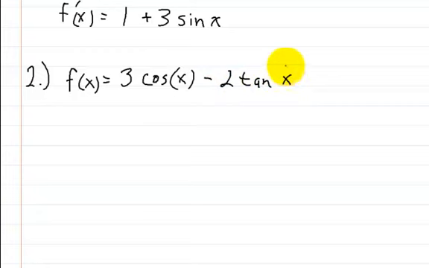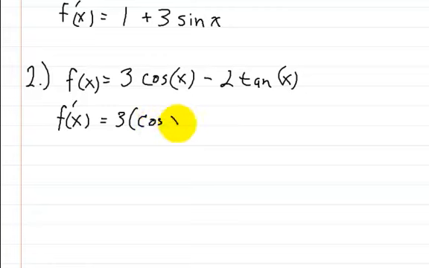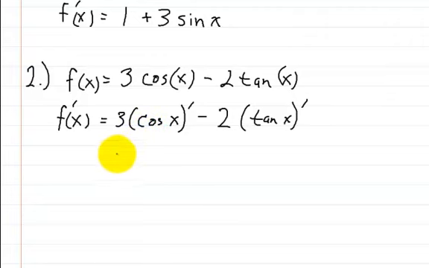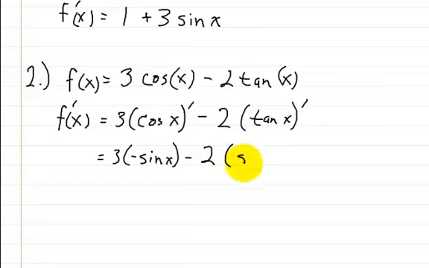This is the second problem, which is f of x is equal to 3 cosine x minus 2 times the tangent of x. We want to take the derivative of this. For the derivative of f of x, take out the 3, and we're just going to take the derivative of cosine of x, minus 2, and again we're just going to take the derivative of tangent of x. The derivative of cosine of x is negative sine, so we get 3 times negative sine of x, minus 2, and the derivative of tangent of x is secant squared.